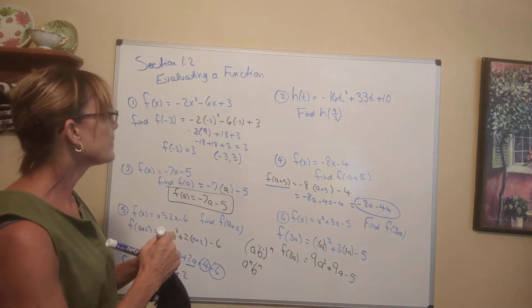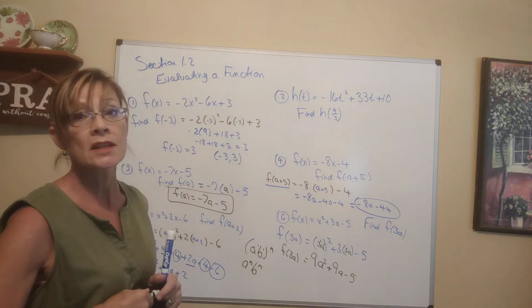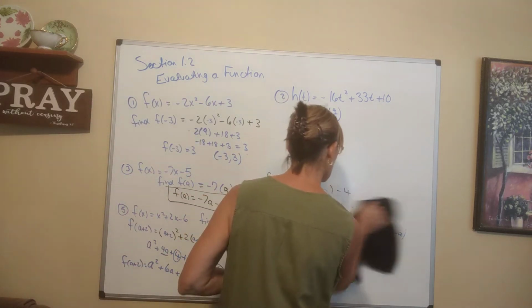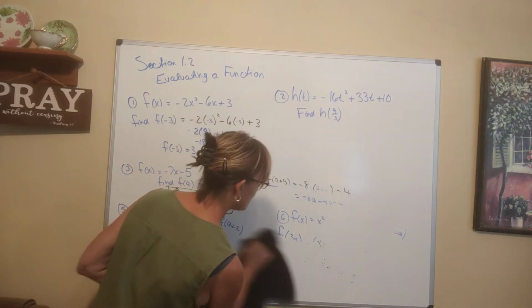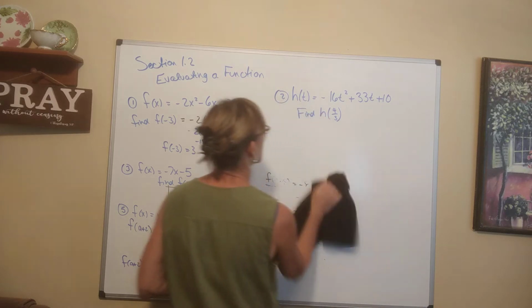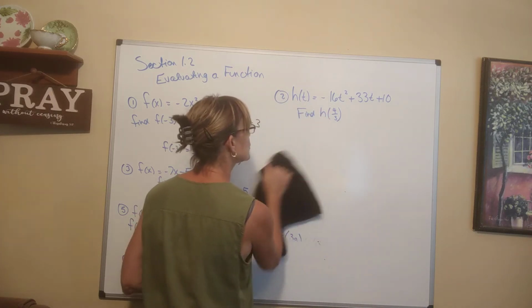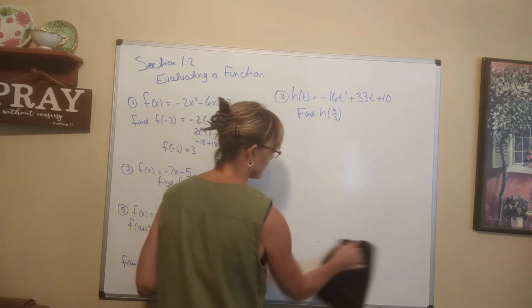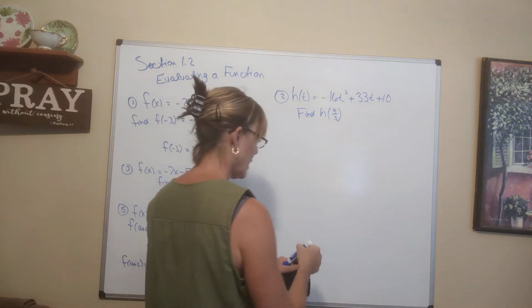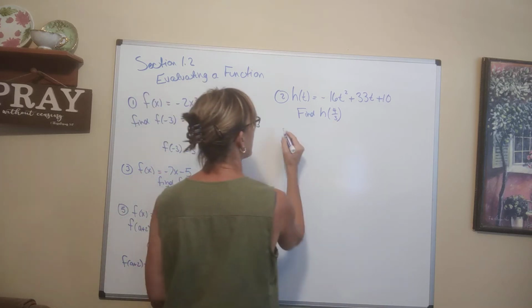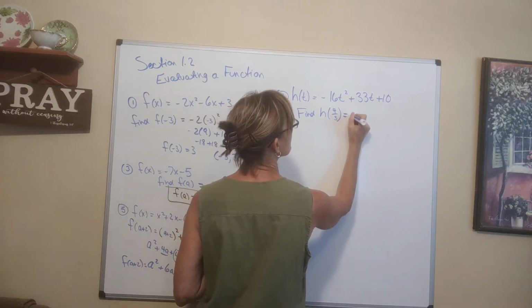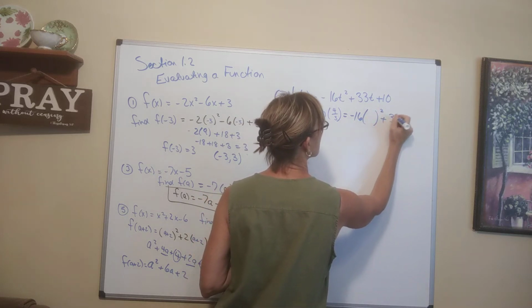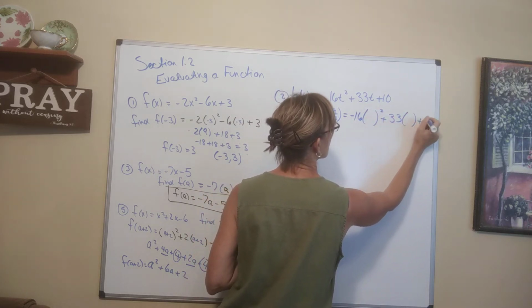All right, so that's everything except for the one with the fraction in it. So now let's have a look at that one and figure out how to do this one. So let's go up here and say, let's evaluate the function h of t when t is equal to 4/3. Okay, so let's do that. So I'll just do the same thing. h of 4/3 is equal to negative 16 times something squared plus 33 times something plus 10.